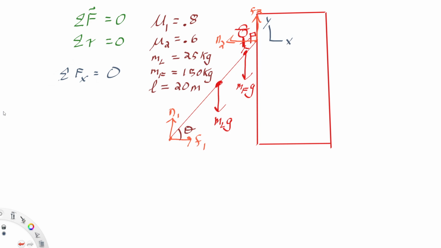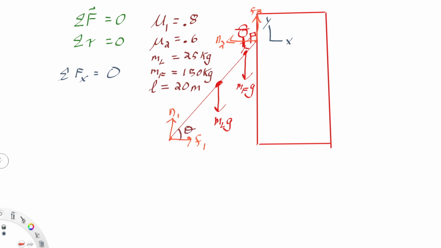Well, the total force is zero. No individual force is zero. But when we add up all of the different forces in the x direction, we'd better get zero. Because if we don't, that means the ladder is slipping to the left. And that's no good. Okay.